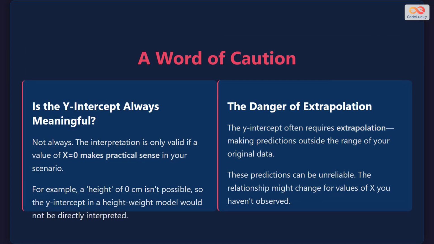It's important to be careful when interpreting the y-intercept. It's only truly meaningful if an x value of 0 is realistic for your data. Also, the intercept can often be a result of extrapolation, which is making a prediction far outside the range of your actual data. These extrapolated values can sometimes be misleading.